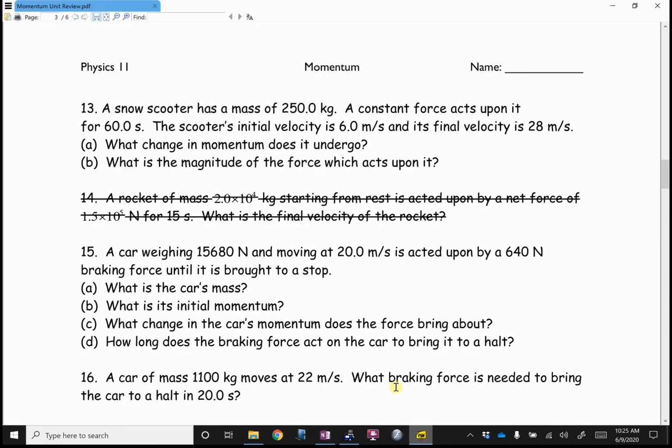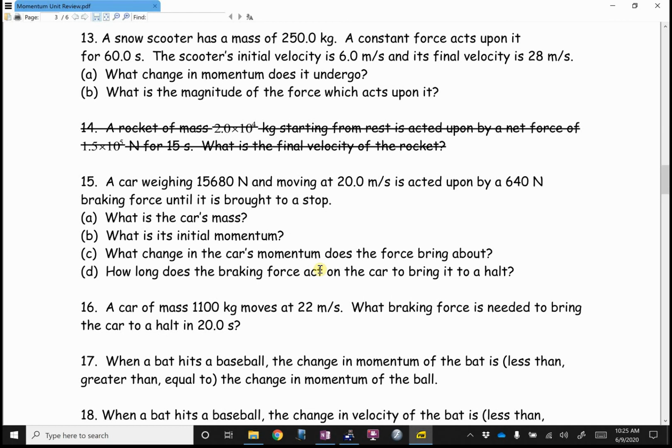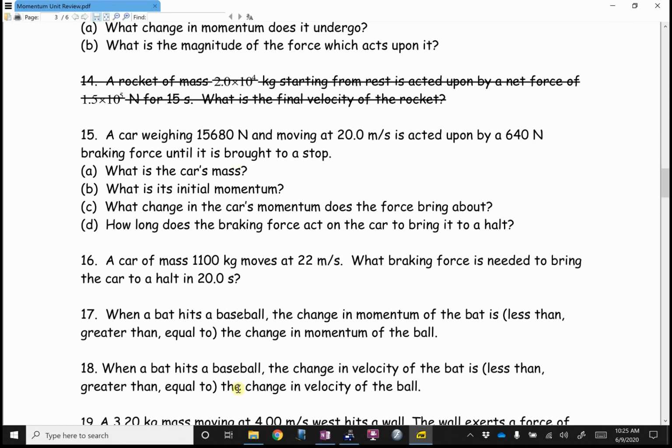Next one, number 14. Nope, I skipped number 14. Number 15.